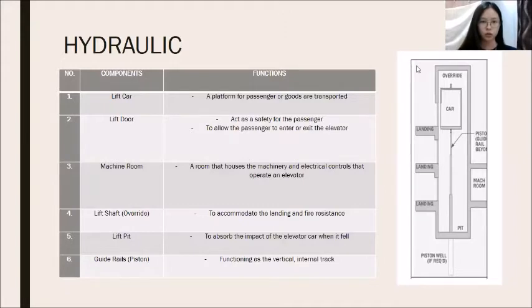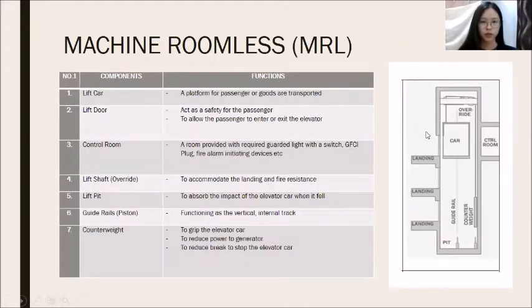So, moving on to the traction lift. The traction lift is lifted by ropes which pass over a wheel attached to an electric motor above the elevator shaft. It is used for middle and high-rise applications because the traction lift has a much higher travel speed than the hydraulic.